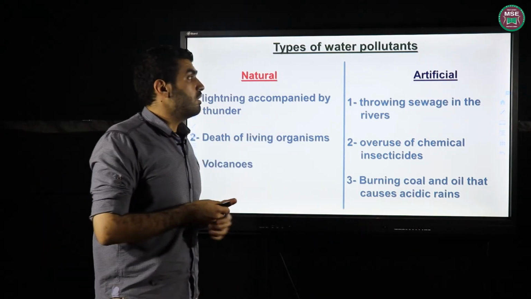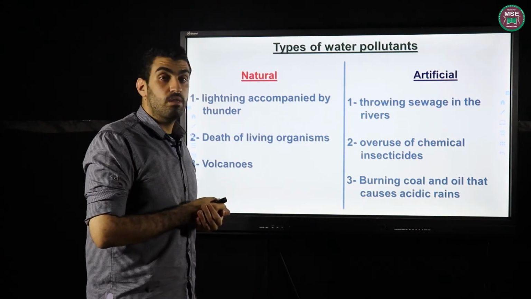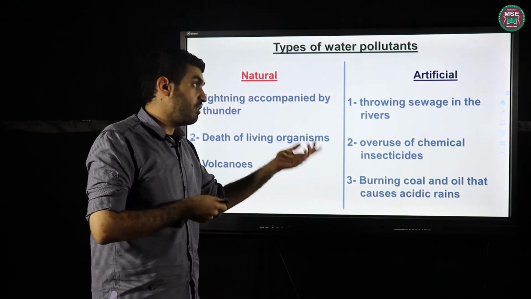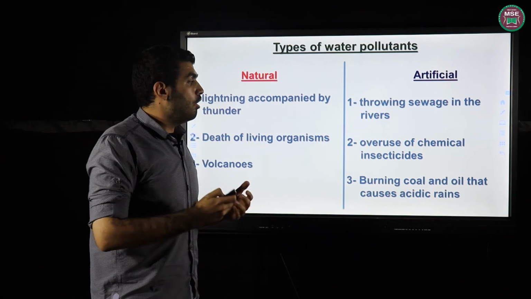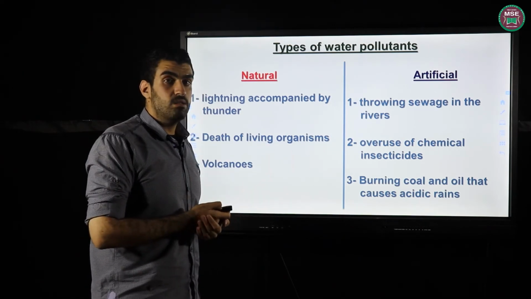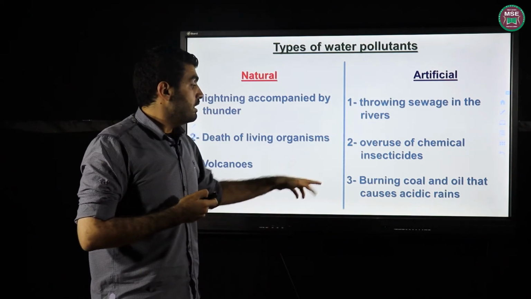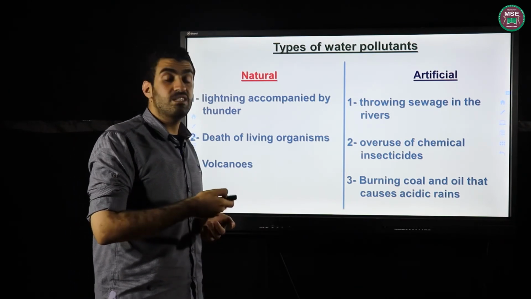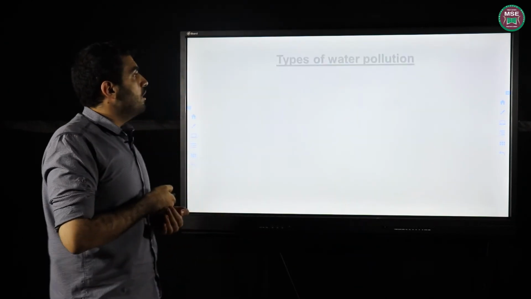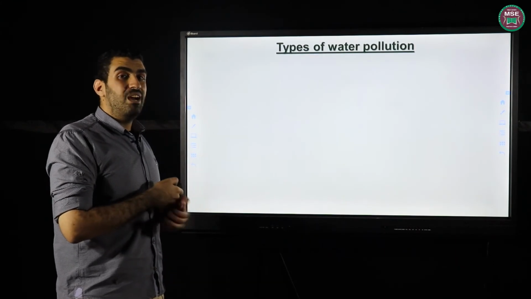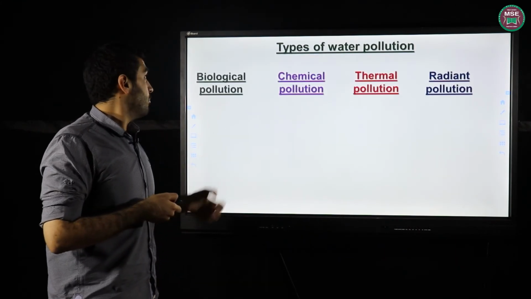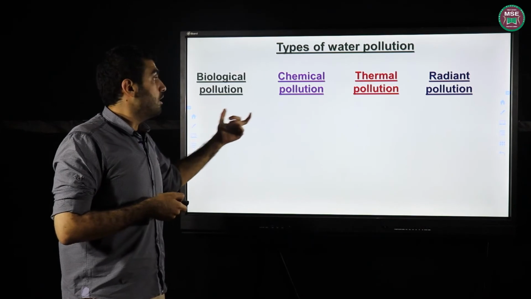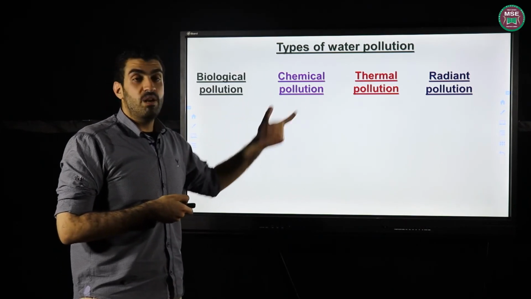Number 1, throwing sewage in the rivers. Number 2, overuse of chemical insecticides or chemicals. Number 3, burning coal and oil that causes acidic rains. The types of water pollution, we have 4 types of water pollution, which are biological pollution, chemical pollution, thermal pollution, and radiant pollution.